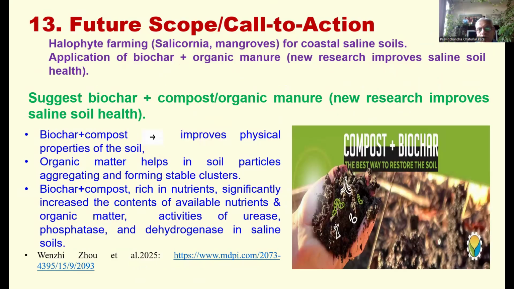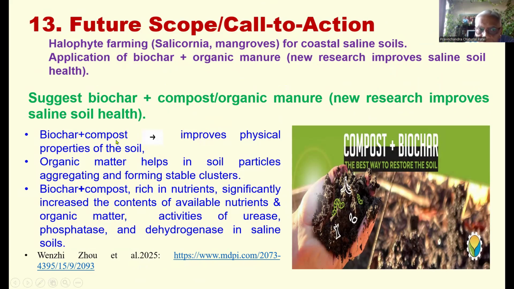So future crop call to action. Halophyte farming, California mangrove for coastal saline soils. Application of biochar plus organic manure. New research improves the soil health. Suggest biochar plus compost or organic manure. New research improves saline soil health.